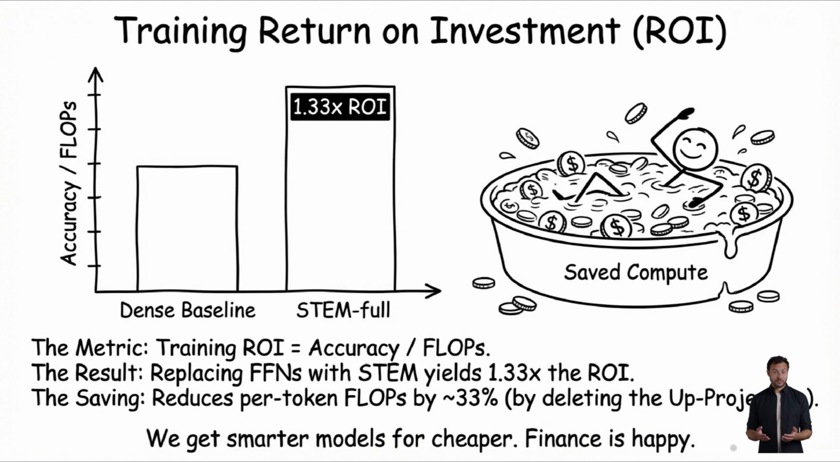In other words, for the same compute budget, STEM delivers more accuracy, or for the same accuracy target, it needs less compute. That efficiency comes from the architectural change called out at the bottom. Per token flops drop by about 33% because the up projection compute is removed.